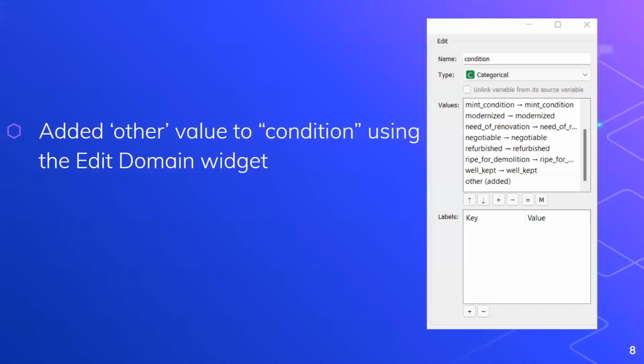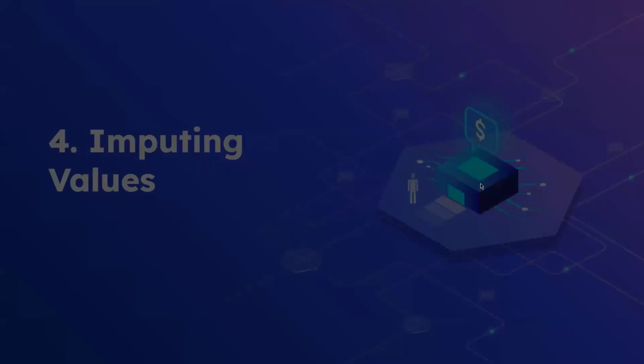Adding new values. Since we had missing values in condition as well, I used the edit domain widget. And we have added another value called other here, since we didn't want to assume the conditions of the apartments. It wouldn't be realistic to fill them with the most frequent value. So we just added the other value.